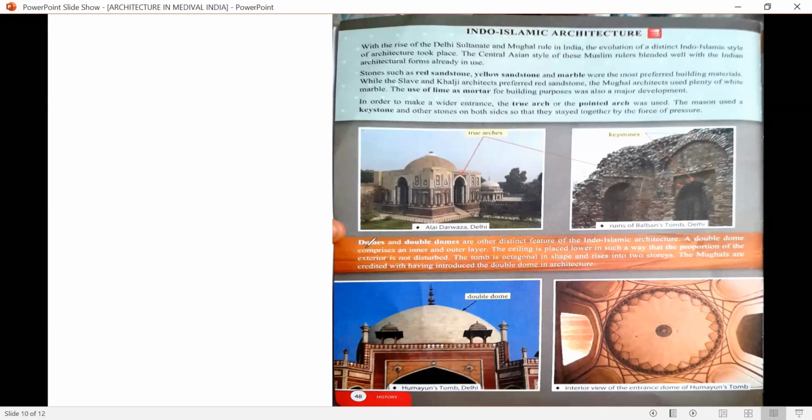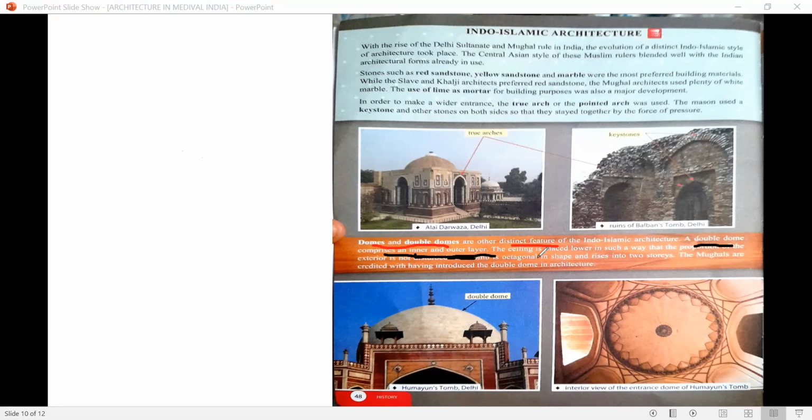Going to the domes and the double domes. The domes and the double domes are a distinct feature of Indo-Islamic architecture. So why are they distinctive? Let's see. Listen to me carefully. A double dome comprises an inner and an outer layer. This can be asked: what does a double dome comprise? It comprises the inner and the outer layer.